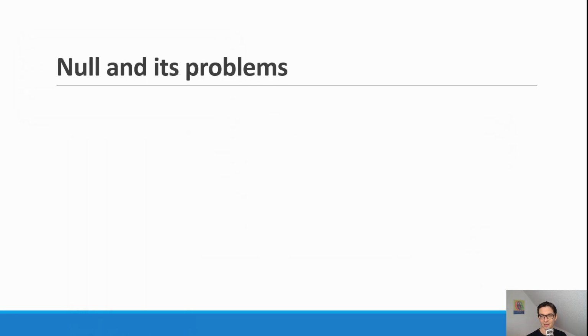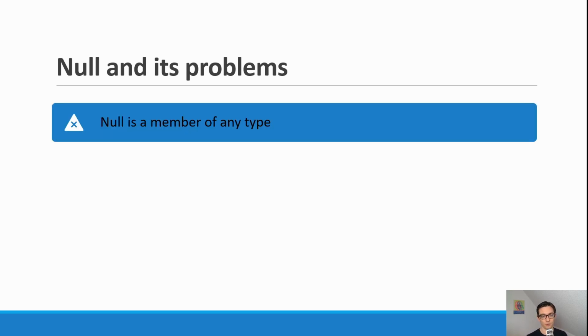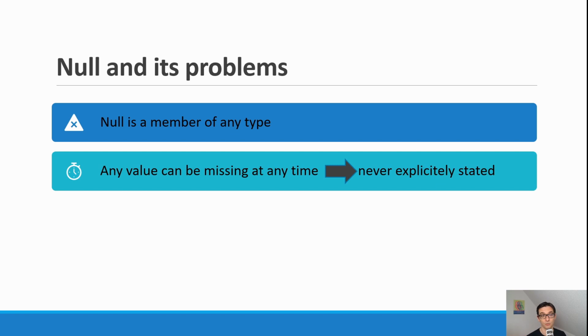So I think null has a lot of problems because we have to check everything. And in the end, nothing is really checked, right? So the main problem, in my opinion, is that null is a member of any type. So every time something is returned from our functions, it can also be null. So we need to check this. So any value can be missing at any given time. And this is never explicitly stated, which is the point again, right?